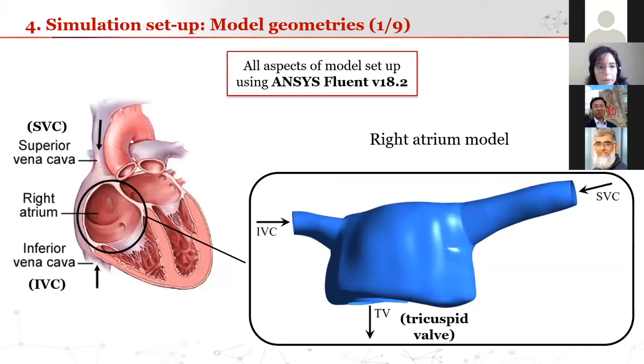So the first step in the simulation setup was to define the geometries. The right atrium, as you can see in this figure on the left, is this chamber. To represent this chamber, we got our model, which is in blue. For the right atrium, we have two veins where flow enters, which are the inferior and superior vena cava, or IVC and SVC, and then another exit, which is the tricuspid valve. Also, all of these models, the right atrium and the catheters, were set up and simulated using ANSYS Fluent.